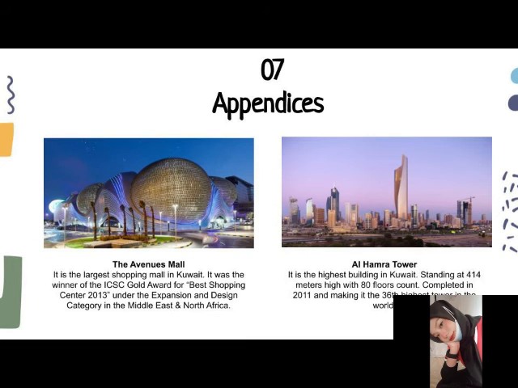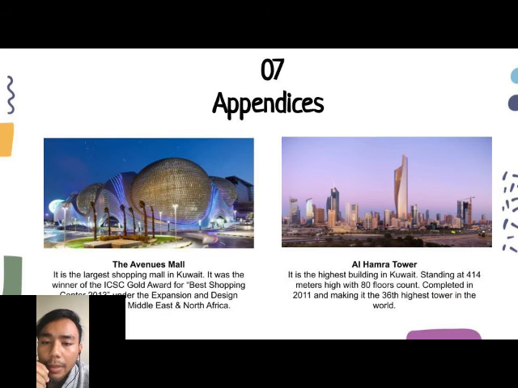The Avenues Mall. It is the largest shopping mall in Kuwait. It was the winner of the ICSC Gold Award for Best Shopping Center 2013 under the Expansion and Design category in the Middle East and North Africa. The second picture is the Al Hamra Tower. It is the highest building in Kuwait, standing at 414 meters high with 18 floors, completed in 2011 and making it the 36th highest tower in the world.